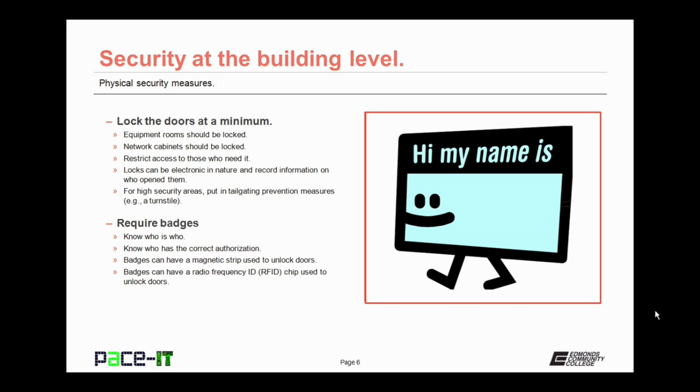Now, we talked about electronic locks. You might want to consider using electronic locks that are activated by badges. The good thing about using badges, you then know who is who. You can look at a badge and see who has authorization to be in an area if the badge is configured correctly. Now, the badges can have a magnetic strip in them, which can be swiped to unlock doors. Some badges have an RFID chip, radio frequency identifier chip in them, which can also be used to unlock doors.